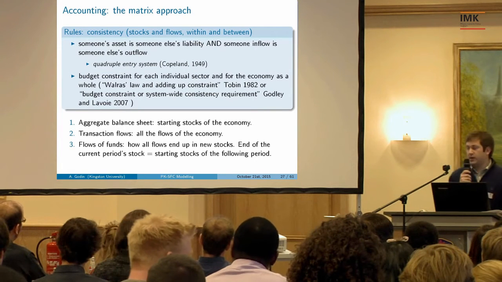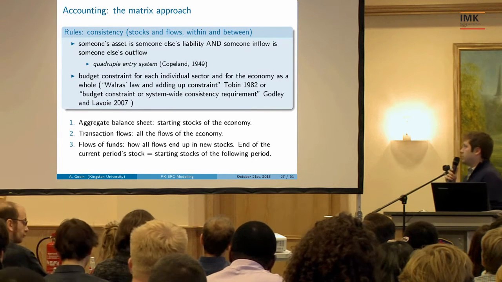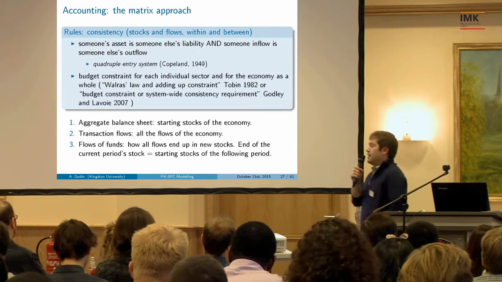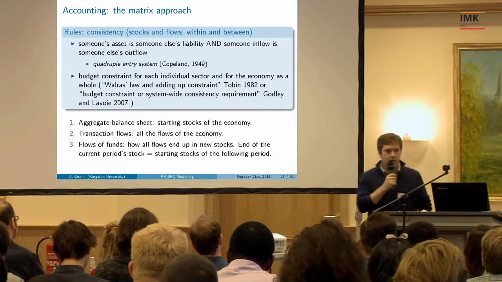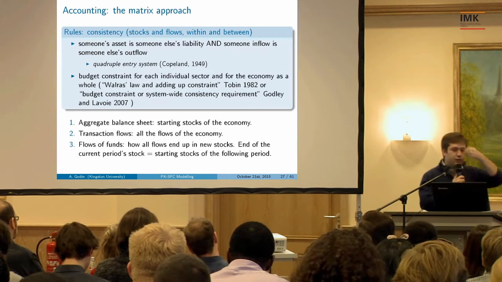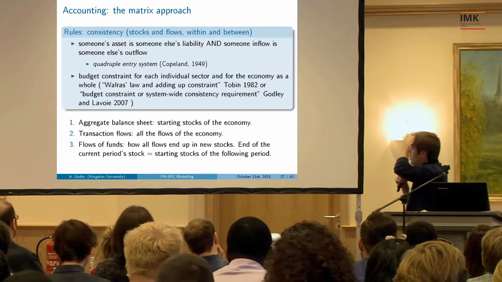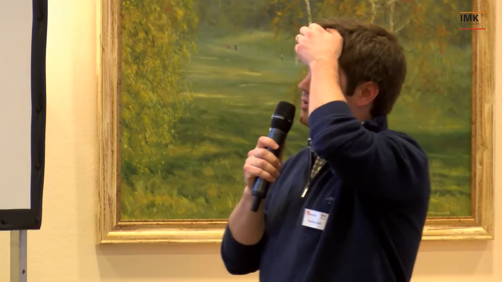And then obviously, because of the accounting rules, you have to make sure that the budget constraint for each individual sector is respected, and obviously as a whole for the economy. So the idea of Walras' law and the adding-up constraints of Tobin 1992 are the budget constraints and system-wide consistency requirement of Godley and Lavoie 2007.